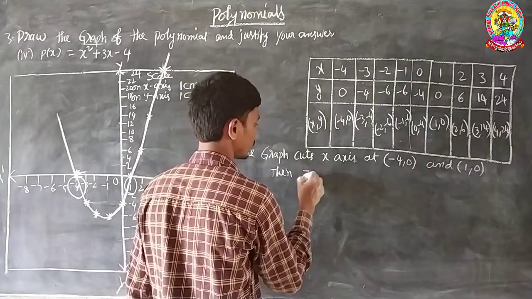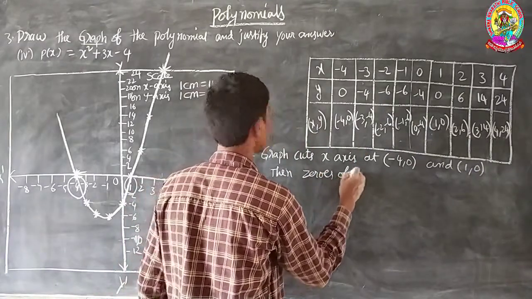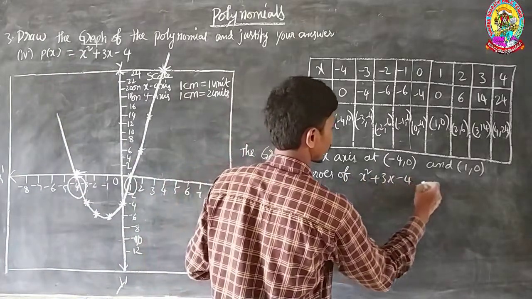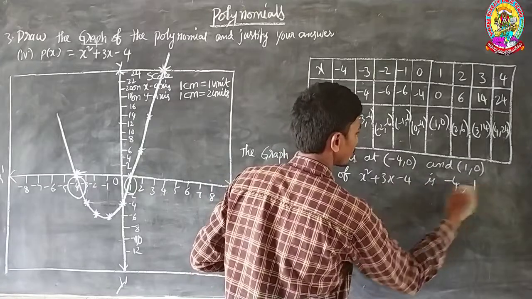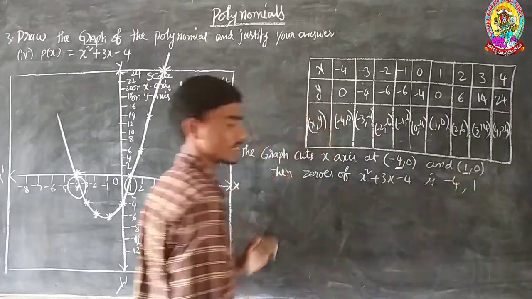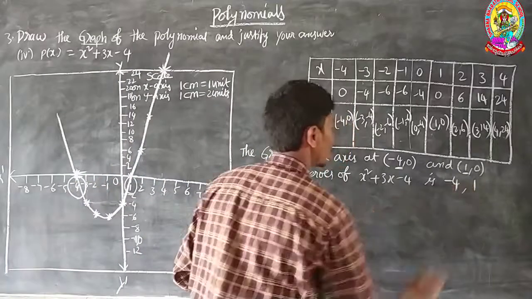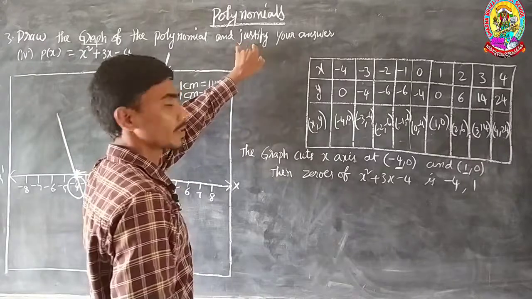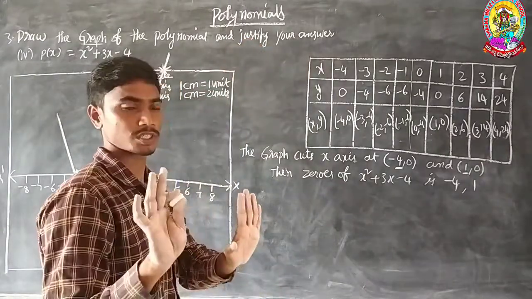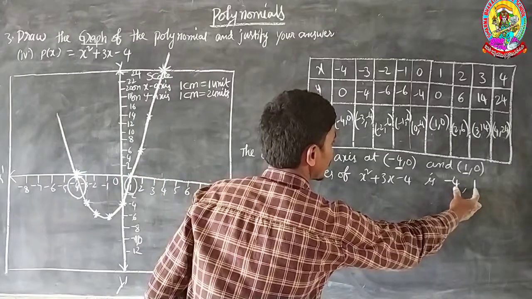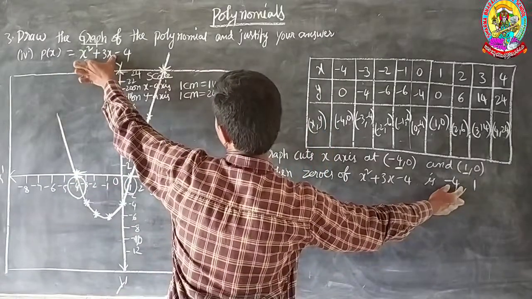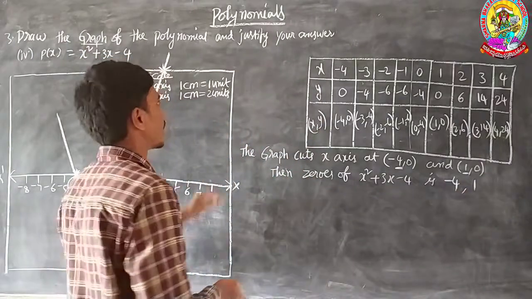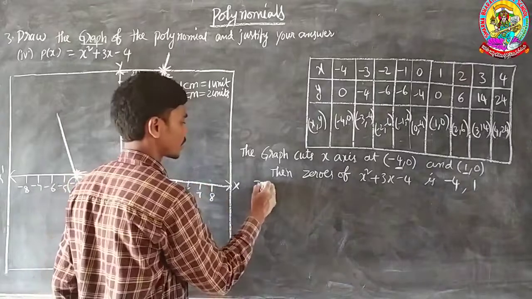Then the zeros of x square plus 3x minus 4 are -4, 1. So the x coordinates give the zeros of the polynomial. But at the end of the question it asks to justify your answer, which means whether your answer is correct or not. For example, if you substitute -4 in this equation you will get 0. If you substitute 1 in this equation you will get 0, or otherwise another method of justification.